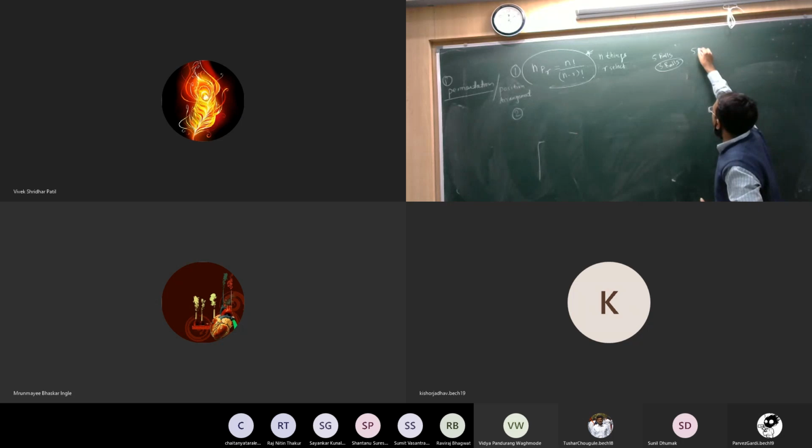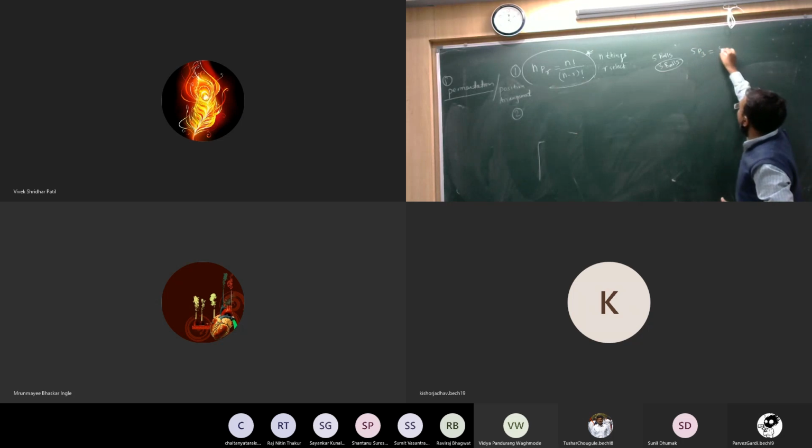So we can write 5P3. It would be 5 factorial divided by (5 minus 3) factorial, which is 2 factorial. So it is 5 into 4 into 3 into 2 factorial. The 2 factorial will cancel, so it will be 60. I think something is wrong.